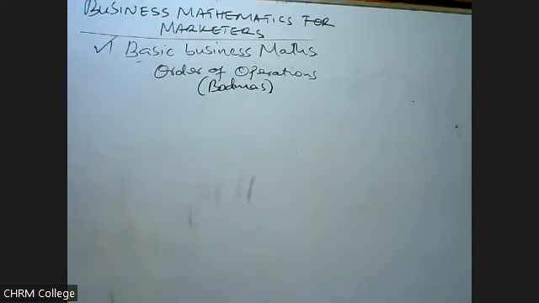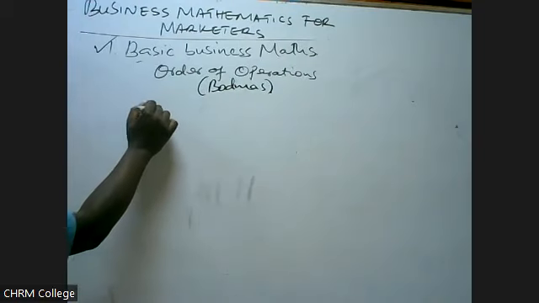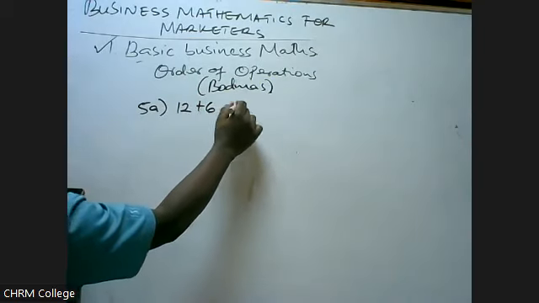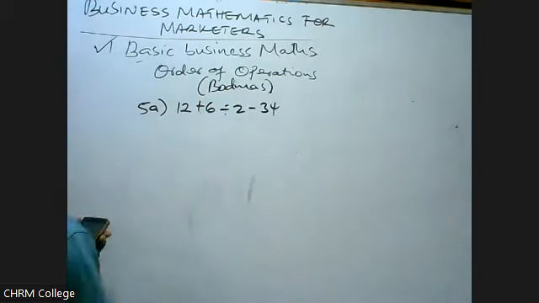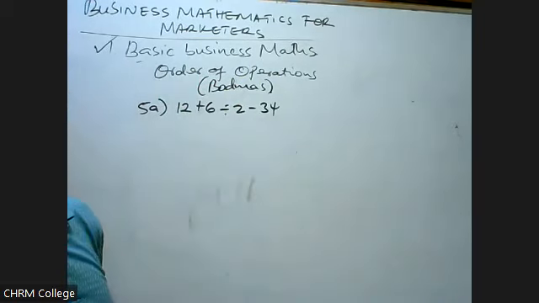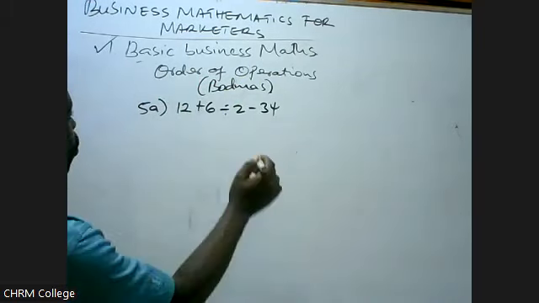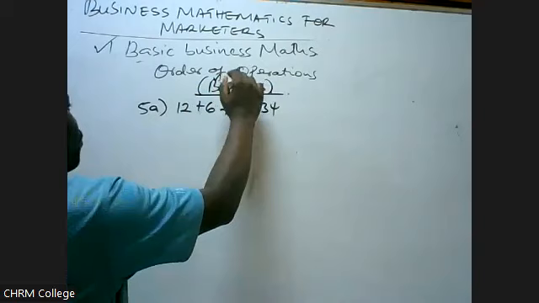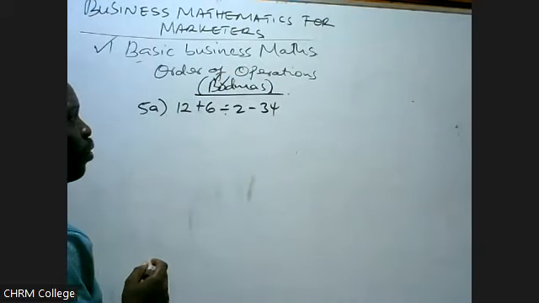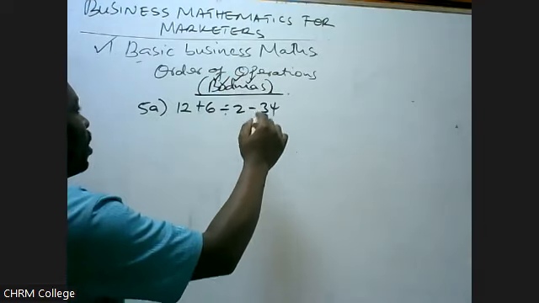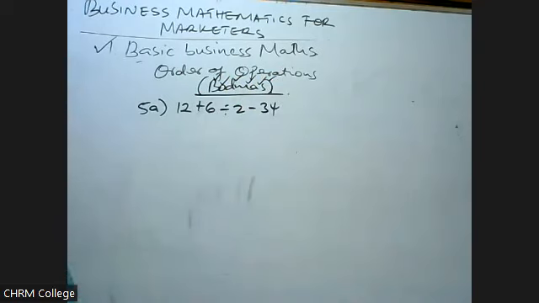For example, you are given question number 5A: 12 plus 6 divided by 2 minus 34, and you are told to evaluate that. You cannot just do 12 plus 6 divided by 2 minus 34, because you get a very wrong answer. You need to make use of BODMAS. First of all, deal with the bracket if it is there. Then of, which is the same as multiplication. Then division, then multiplication, addition, and subtraction comes last.